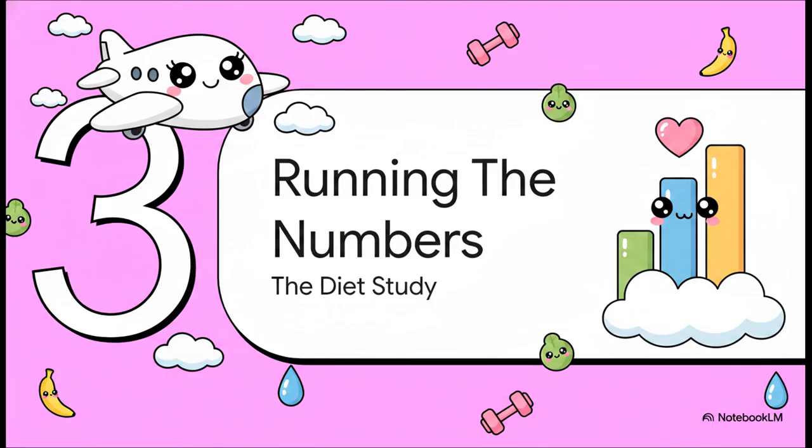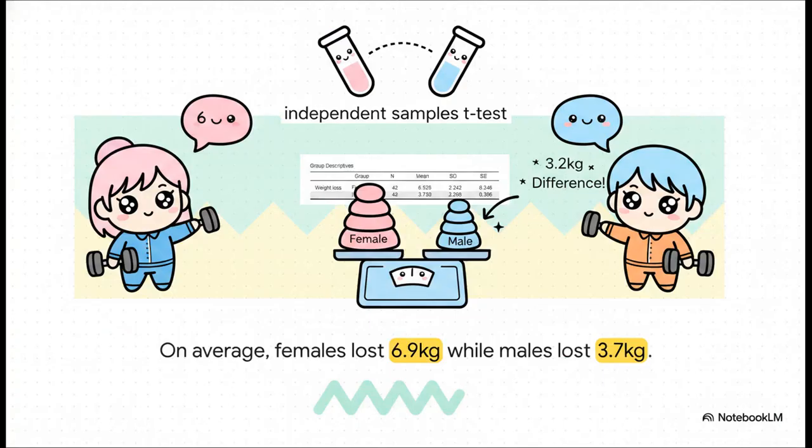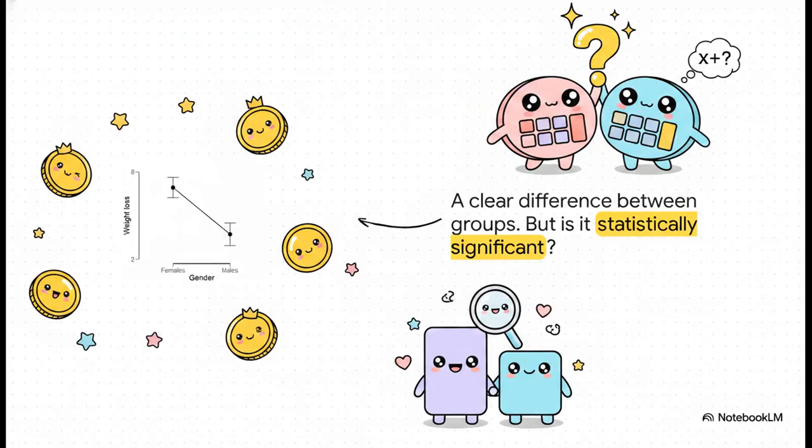Let's crunch the numbers from our diet study and see what they actually tell us. So the first peek at our results is right here. And just on the surface, it looks like there's a pretty big difference, right? We had 42 females in the study, and on average, they lost about 6.9 kilograms. The 45 males, on the other hand, lost an average of 3.7 kilograms. Wow, that's a difference of more than 3 kilos. And when you plot it out like this, that difference really jumps out at you.